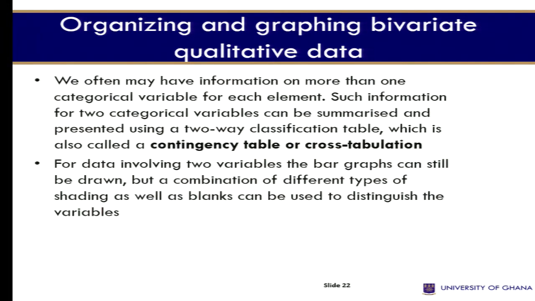We are now going to learn how to graph bivariate qualitative data. We often may have information on more than one categorical variable for each element. Such information for two categorical variables can be summarized and presented using a two-way classification table, which is called a contingency table or cross tabulation.